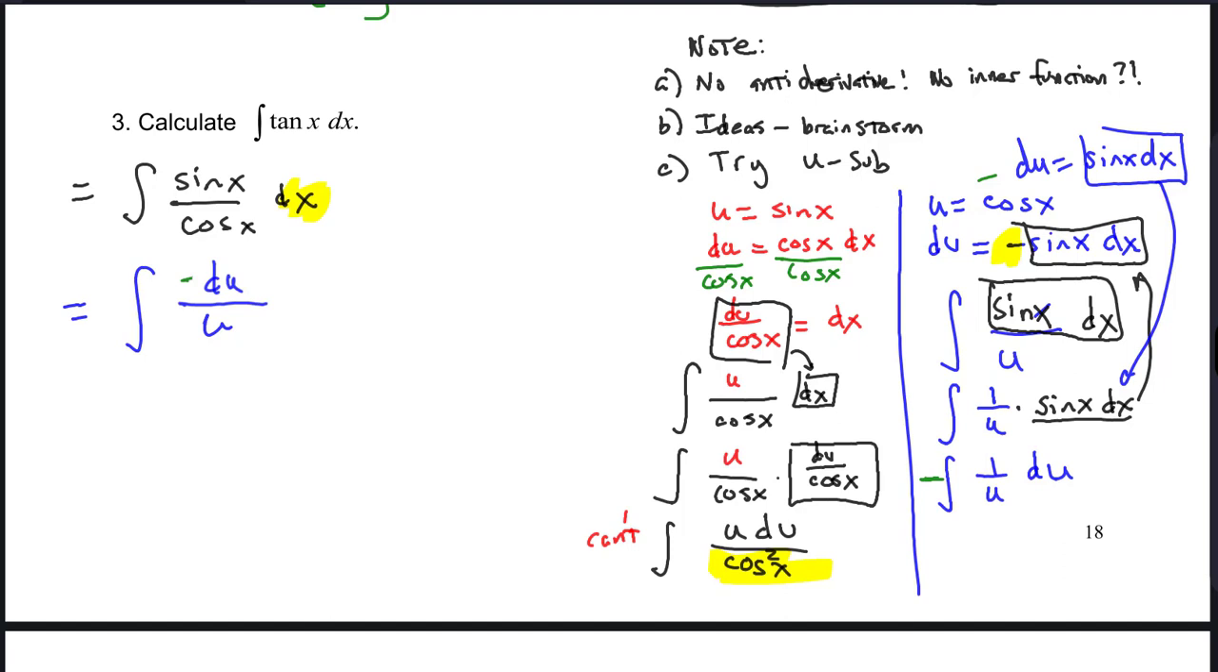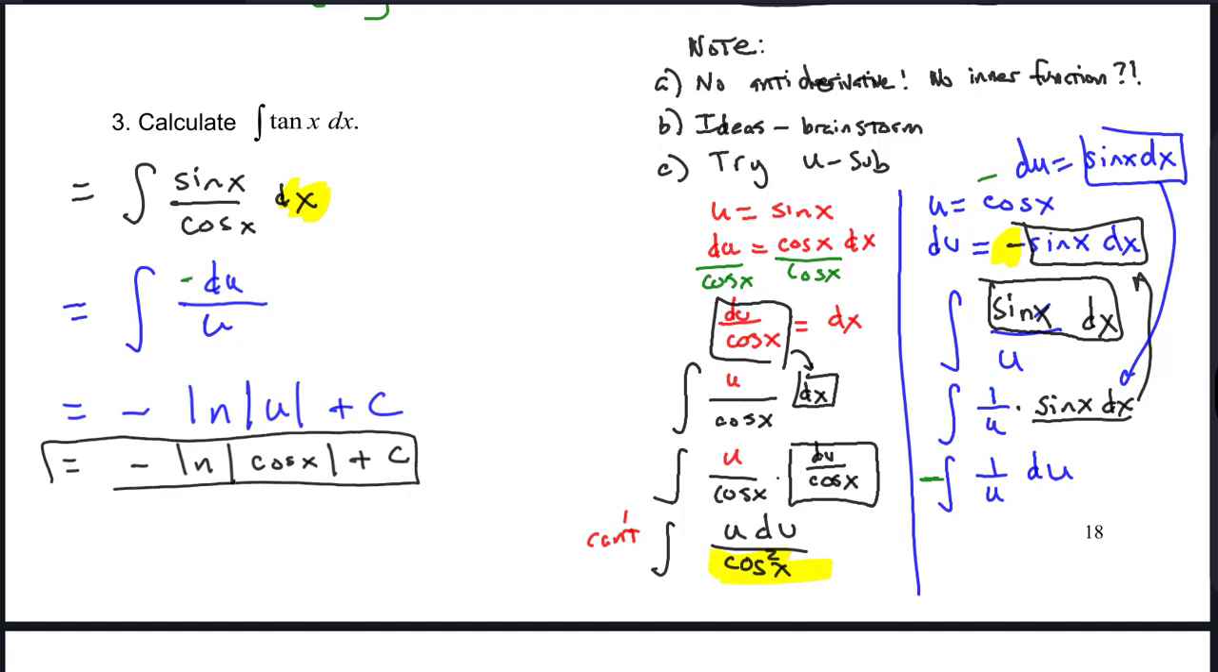And that is a nice antiderivative. I have to multiply everything by negative, but du over u is the natural log. So this will equal negative natural log of the absolute value of u plus c. And we can convert that back into an x function: negative natural log, absolute value of u, and u is cosine x, plus c. So we got a solution to the antiderivative. It was an easy antiderivative after we found the right u.